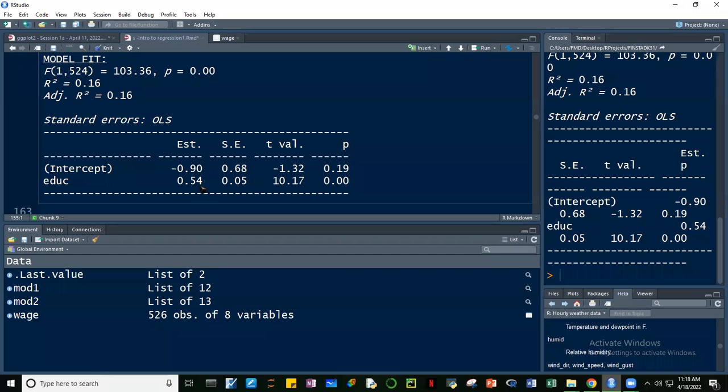Intercept, education, estimates, 2 decimal places. Okay, andito yung model fit natin. F, degree of freedom 1, this is for your predictor, ilang predictor siya. Degree of freedom 2, this is your n minus k minus 1. Okay, it's equal to 103.36, that's your F stat. The P is equal to 0.00. So this leads us to conclude that we reject the null hypothesis that B0 is equal to B1 is equal to 0. And then we have the R squared at 0.16, practically the same as your adjusted R squared. Okay.